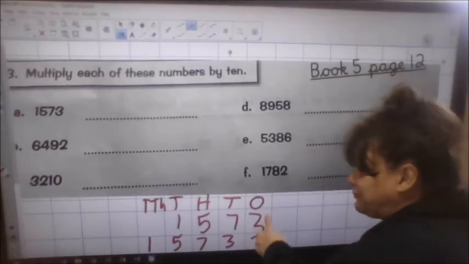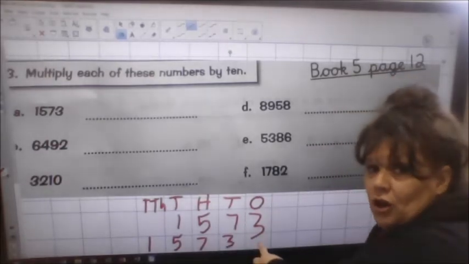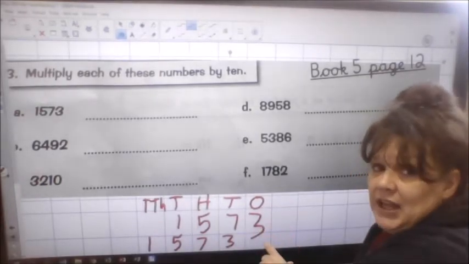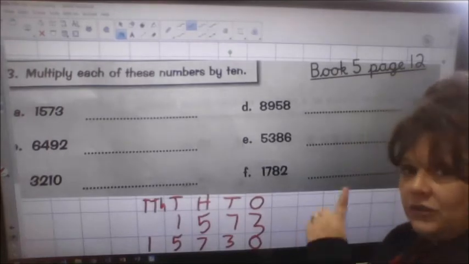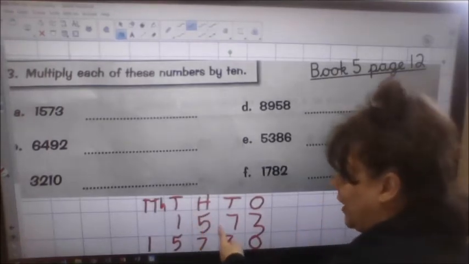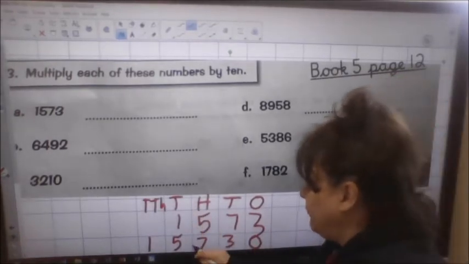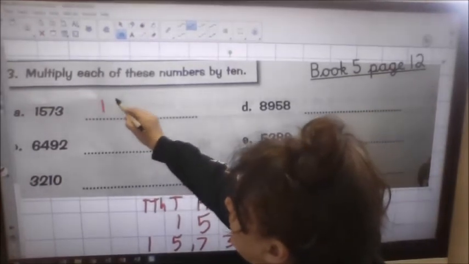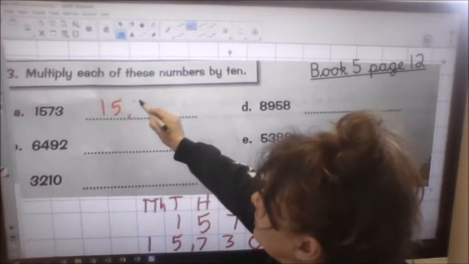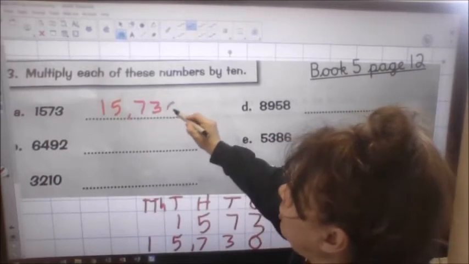Now can you see my ones column here is empty, and I can't have that. So we'll put a zero placeholder. So 1,573 becomes 15,730.